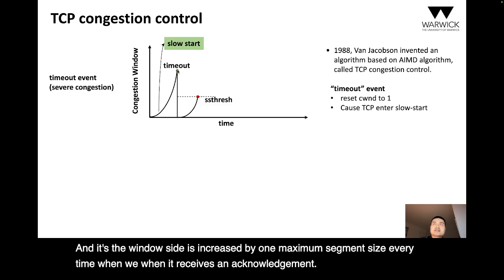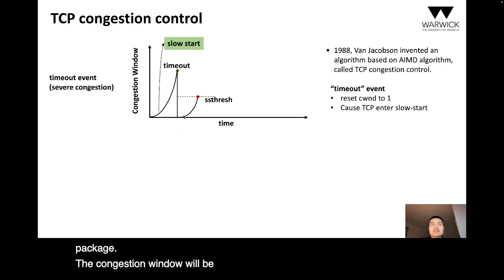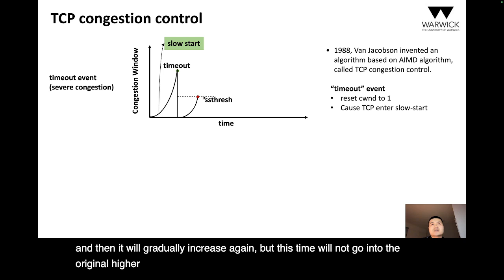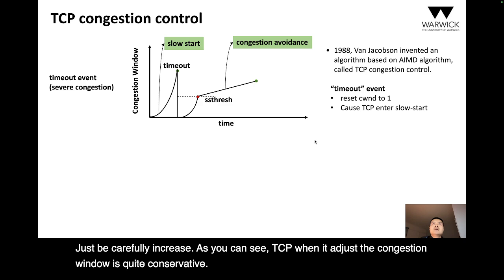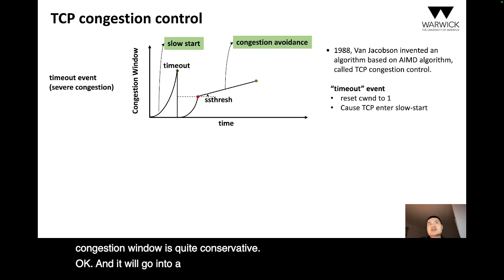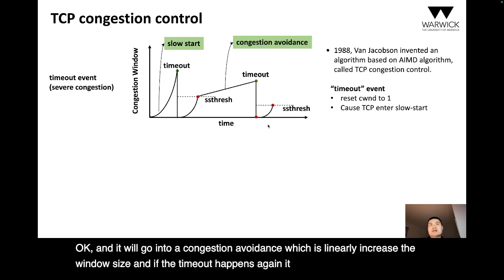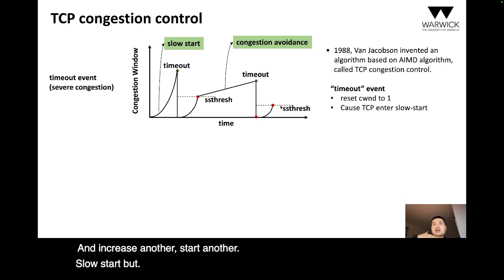And if at some point a timeout event occurs, or the timeout value expires, the congestion window will be reset to 1. This is a punishment in TCP, and then it will gradually increase again, but this time we're not going to the original higher value, we will go to a threshold. Just increase carefully. You can see TCP, when it adjusts the congestion window, is quite conservative. It will go into congestion avoidance, which linearly increases the window size. And if the timeout happens again, it will reset and start another slow start, but will reach a lower threshold.